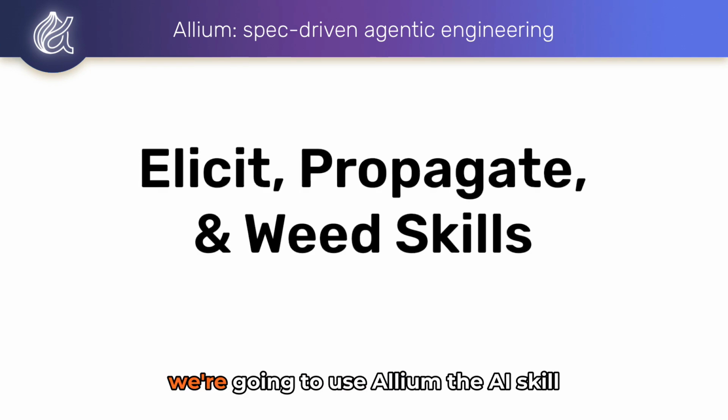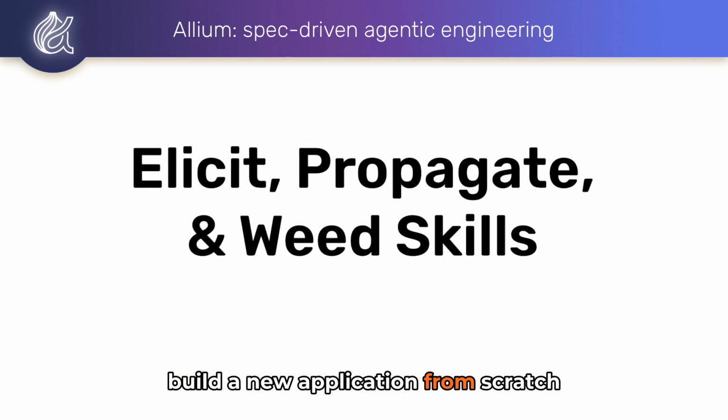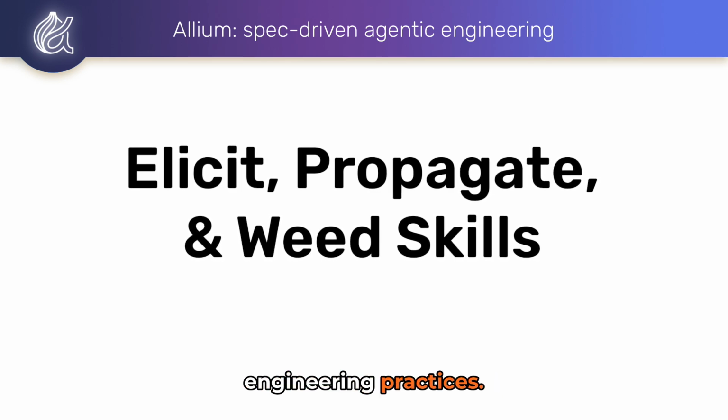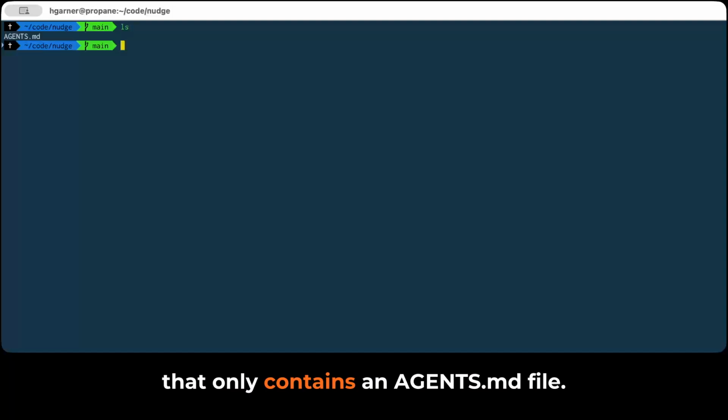In this video, we're going to use Allium, the AI skill for expressing behavioural intent, to build a new application from scratch using only spec-driven agentic engineering practices. We're going to start in a directory that only contains an AGENTS.md file.